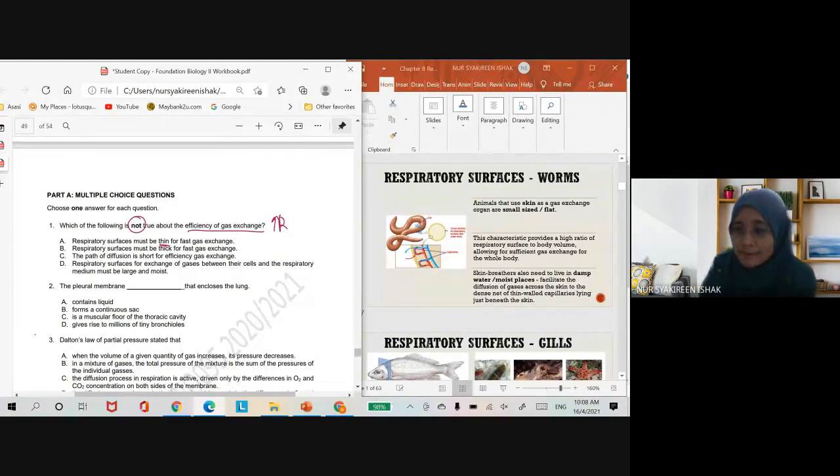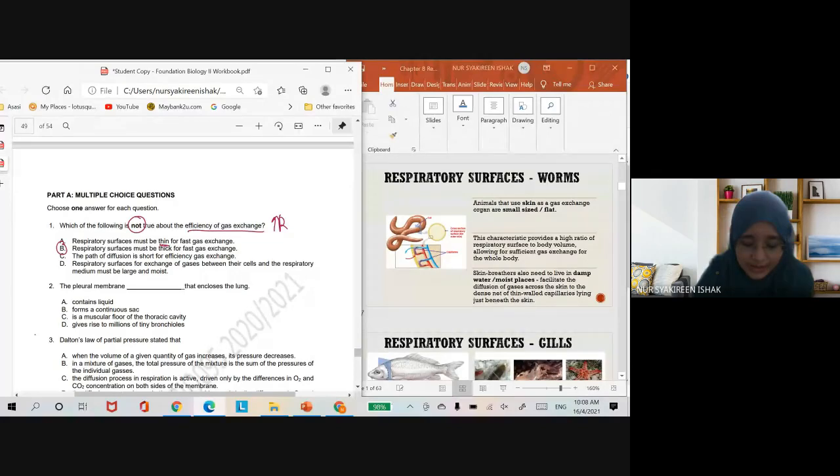Same goes for the cell membrane of amoeba. It is also thin. The skin is also thin for organisms that depend on skin for respiration, for example earthworm. So B, respiratory surface must be thick for fast gas exchange. Obviously not, the opposite of statement A. So the answer would be B.